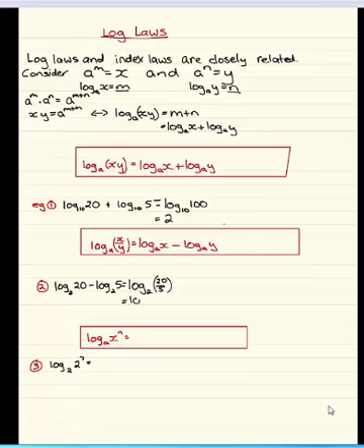So this is the same as log base 2 of 4. 2 to what power equals 4? 2. Okay.